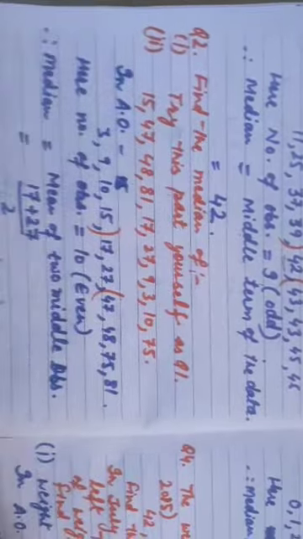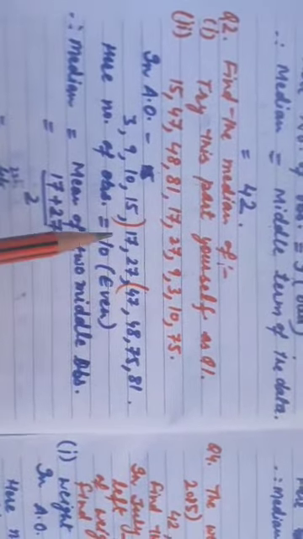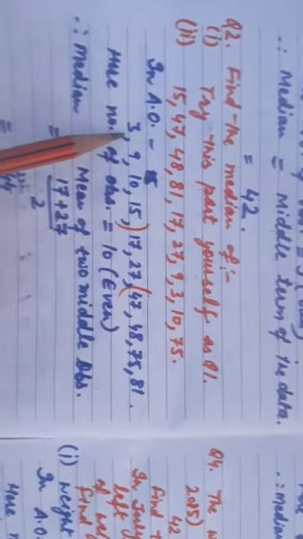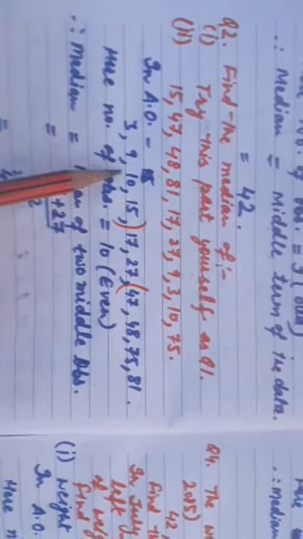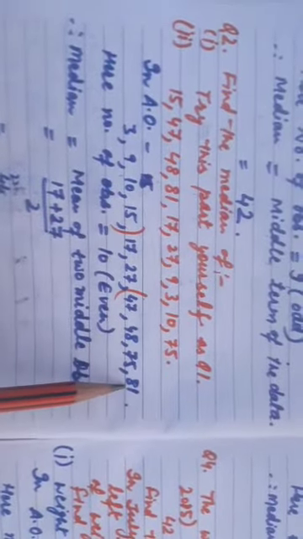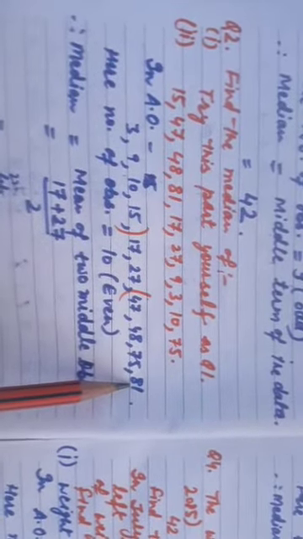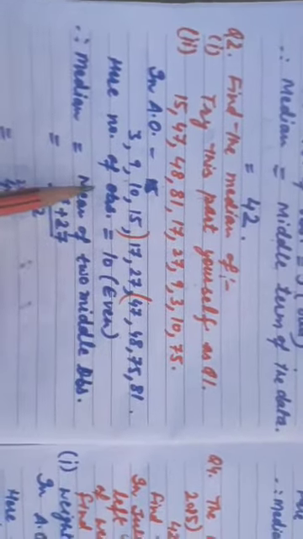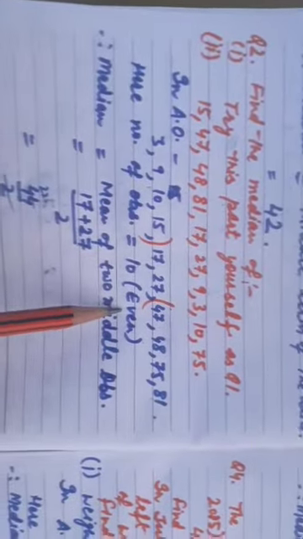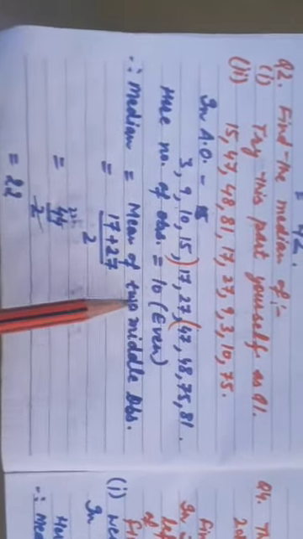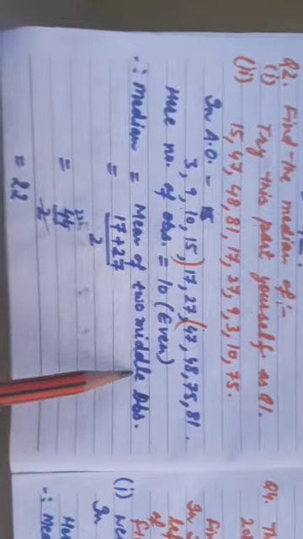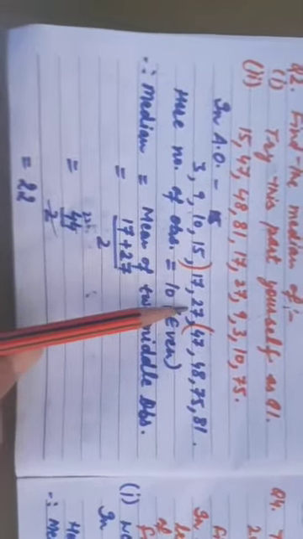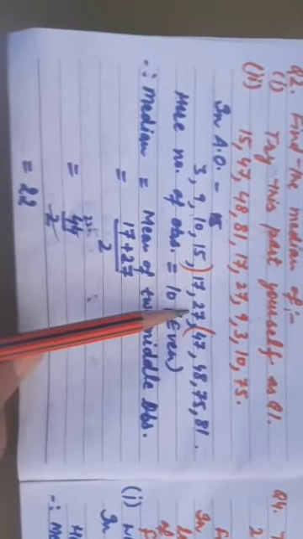Second part is there. In this case the number of terms is even. So firstly we have to arrange it into ascending order, the smallest number first, then larger, and then the largest number at the end of this list of observations. Here the number of observations is 10, that is even. So in this case the median of the given data is the mean of the two middle terms, because there are two middle terms, one is 17 and the other 27.